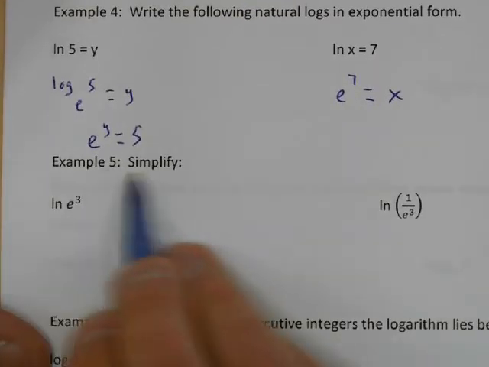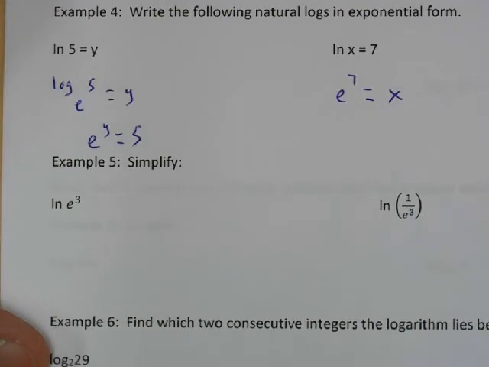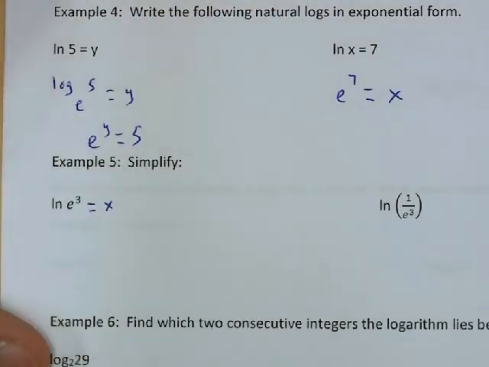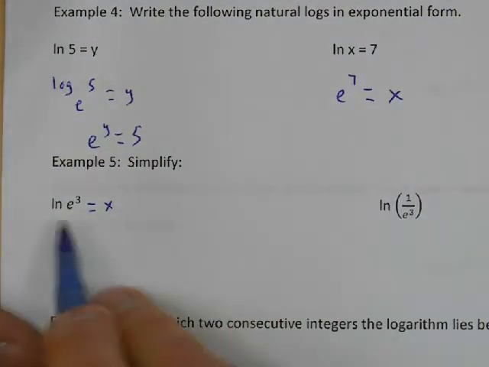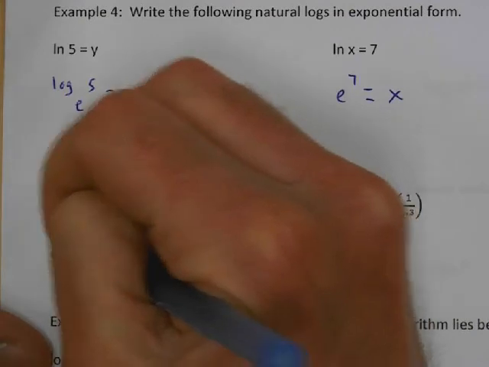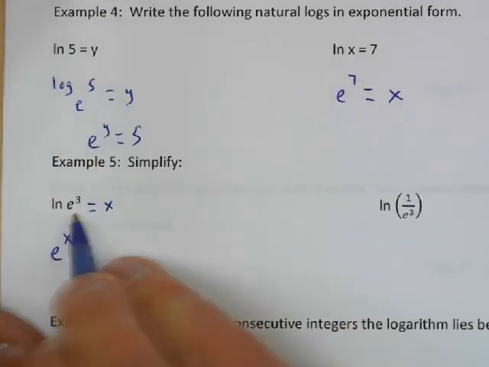Next, now here we do want to simplify these last two. So let's start by putting it in exponential notation. And again, if you need to, you can start by putting equals x. So natural log of e to the 3rd, well, that's the same as the log of e to the 3rd base e. So that's my base, which is e, raised to the power of x, equals that thing, e to the 3rd.